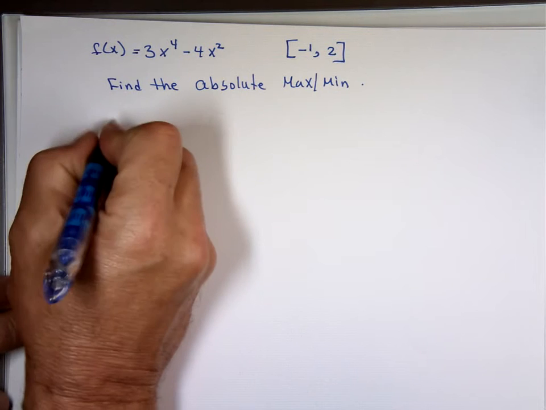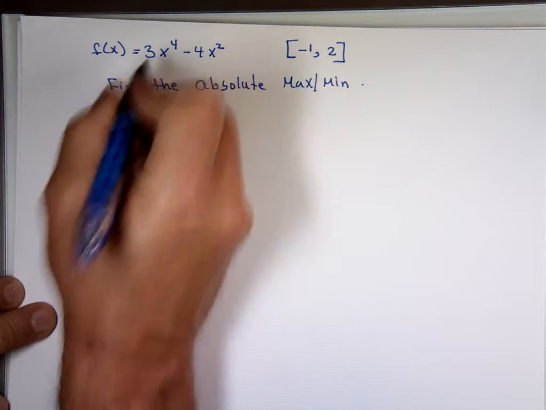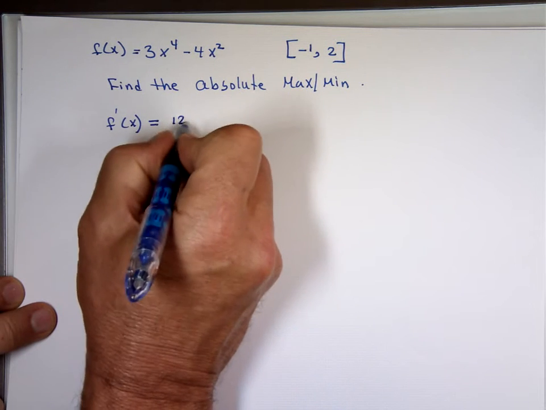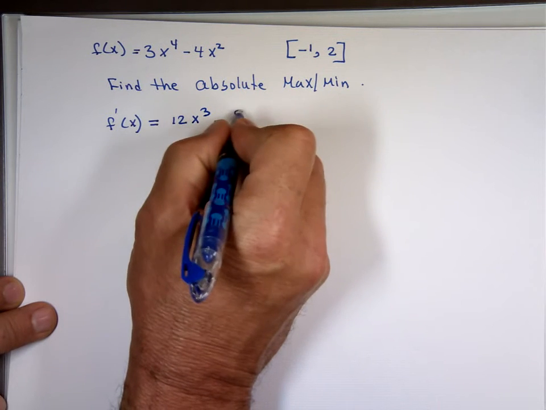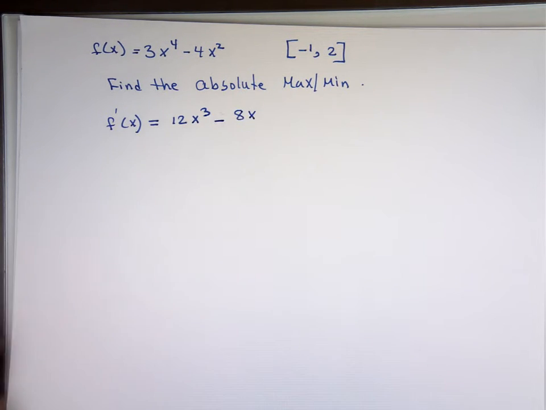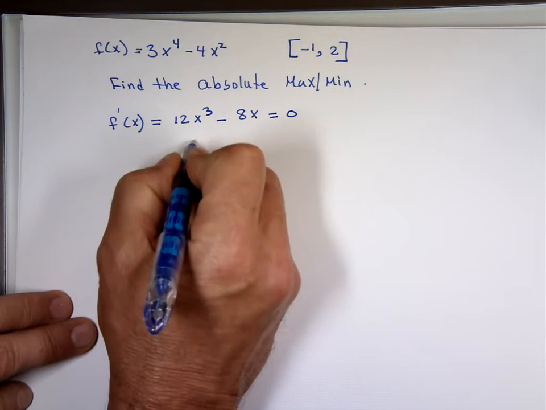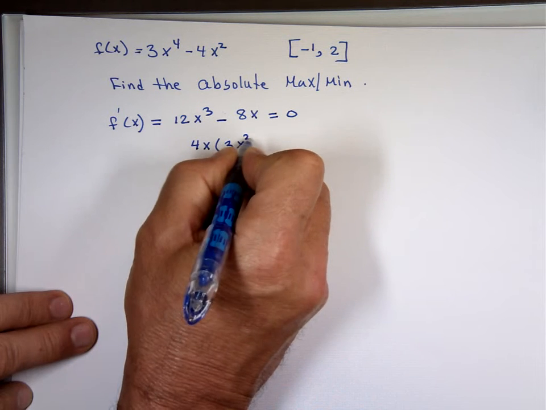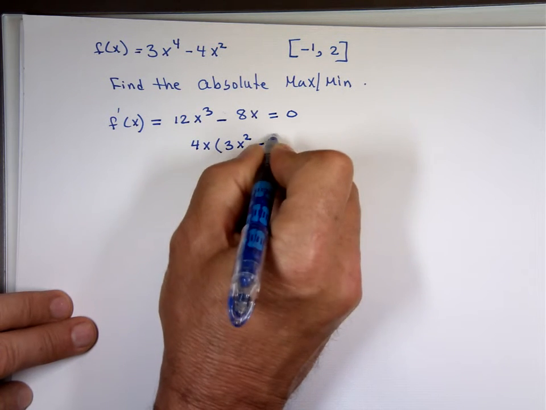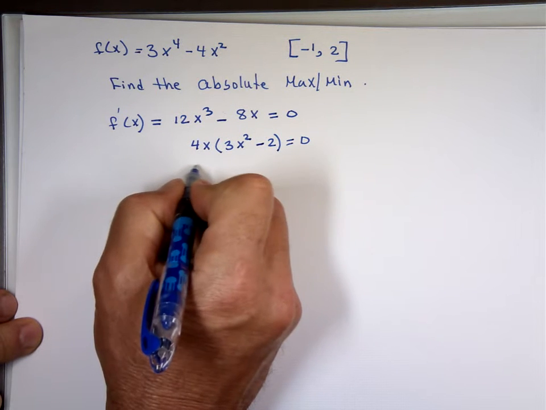So what's the derivative? Three times 4, 12x to the third, minus what? 8x, just 8x, right? Take the derivative, set it equal to 0. Factor the 4x out. What's left? 3x squared minus 2, right? Set each one equal to 0 and solve it.